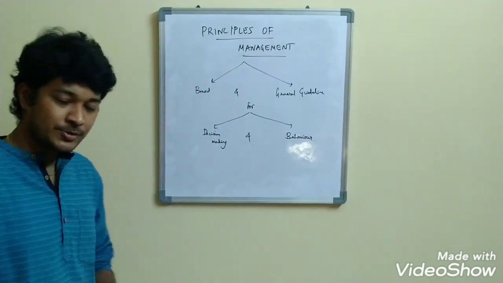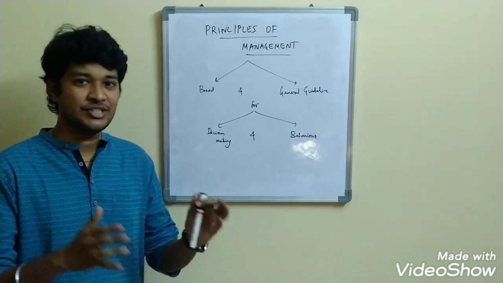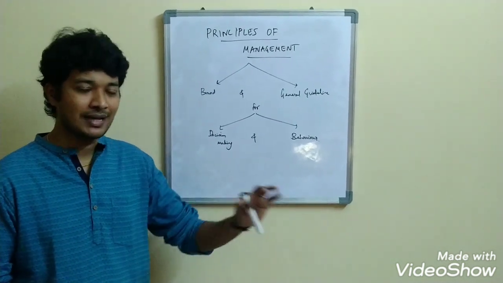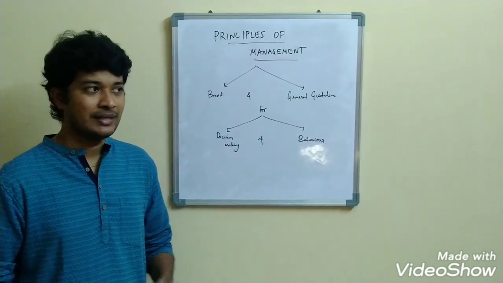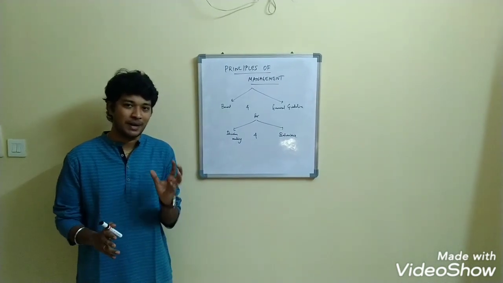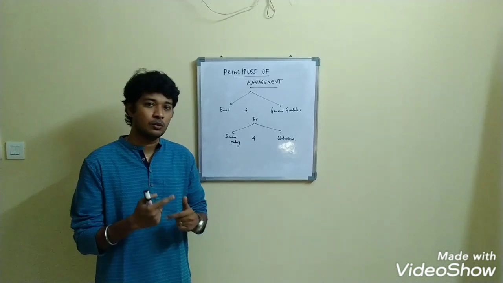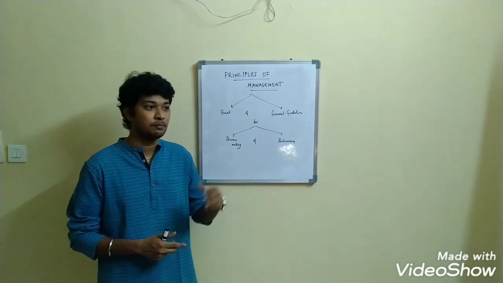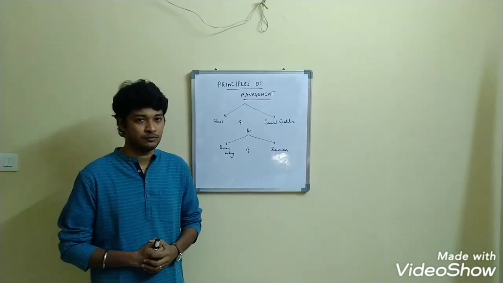So principles of management, as per the book definition, is a broad and general guideline for decision making and behavior. In the last chapter, we have seen what management is. We have seen in depth how management is defined, what its significance and importance are, what the features and benefits are. A lot of things we saw in the previous video.